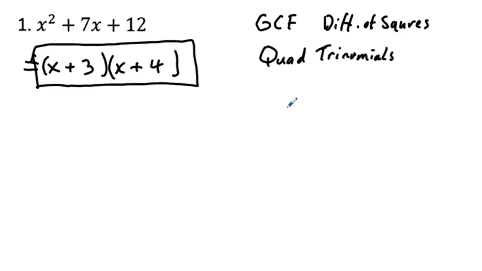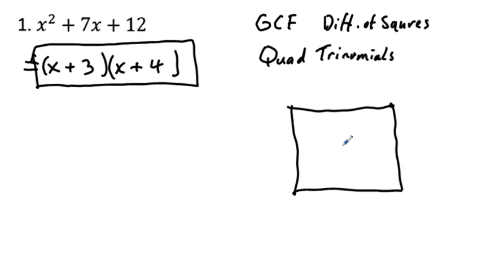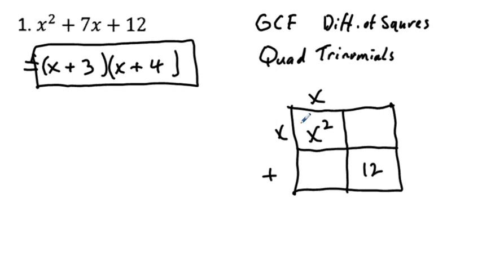And then there are other ways of doing this, box method, and so forth. So we have x squared, and then we have 12 goes here, and then you can try to find the numbers that work. It's going to be x plus 4 times x plus 3: 3x, 4x. Okay, so same thing.